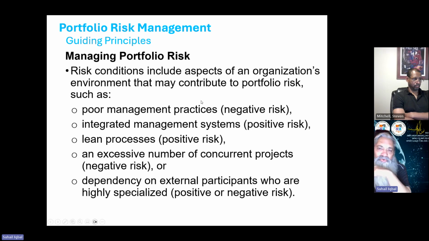Risk conditions include aspects of an organization's environment that may contribute to portfolio risks, such as poor management practices, which is negative risk, integrated management systems, which is a positive risk, lean processes, positive, and excessive number of concurrent projects, negative, and dependency on external participants who are highly specialized. They can be positive or they can be negative.